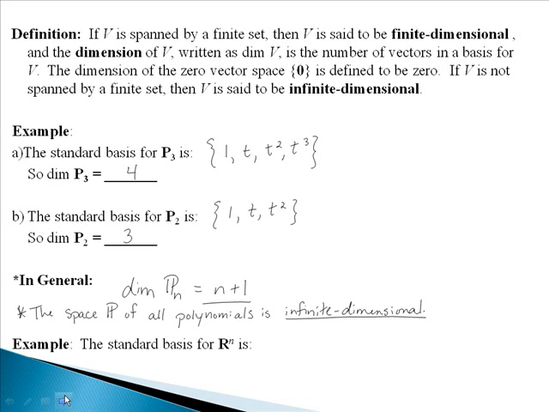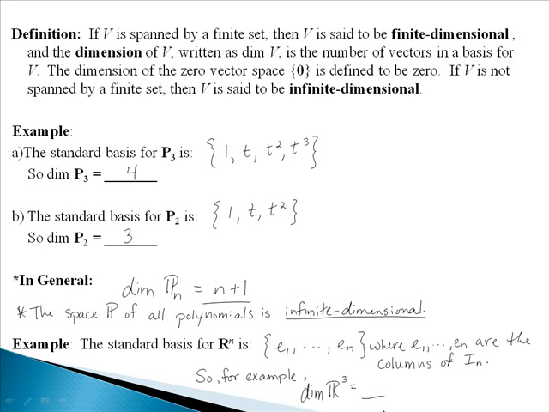Let's look at another example. The standard basis for Rn is the set containing these vectors e1 through en, where e1 through en are the columns of the identity matrix I sub n. So for example, our space R3 would have e1 through e3, which is 3 vectors in the standard basis, and so the dimension would then be 3.